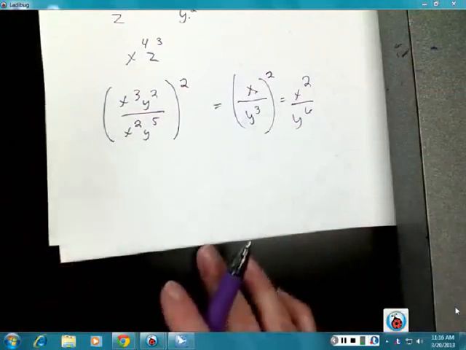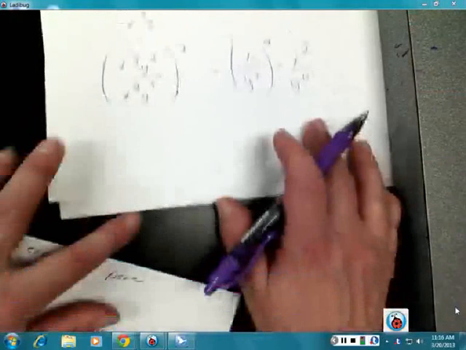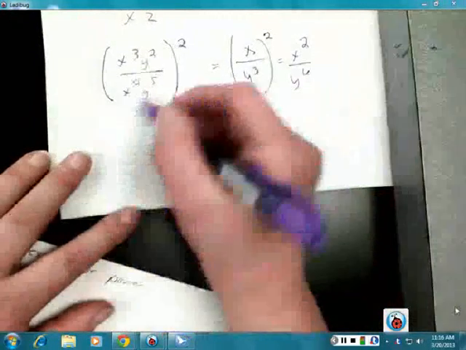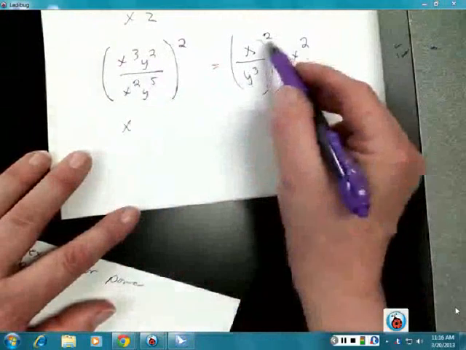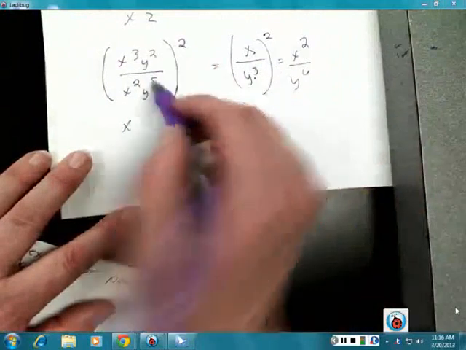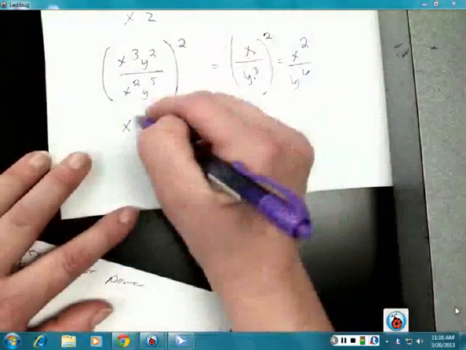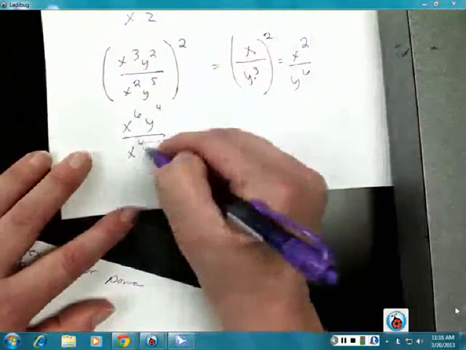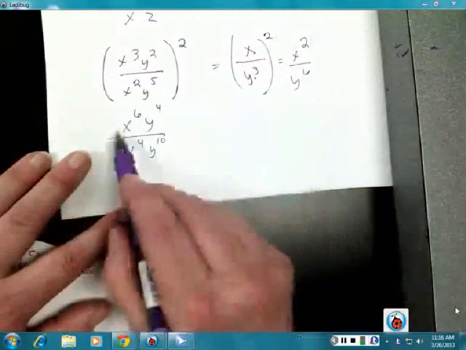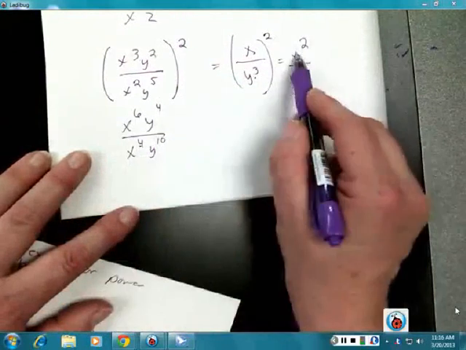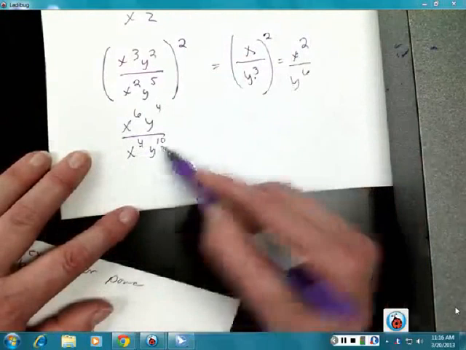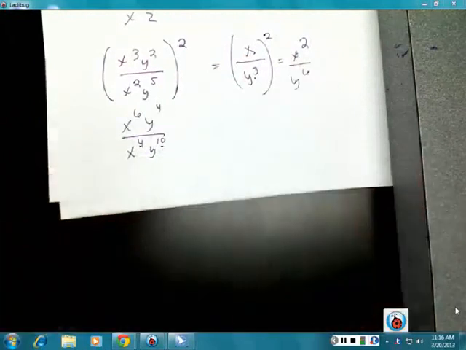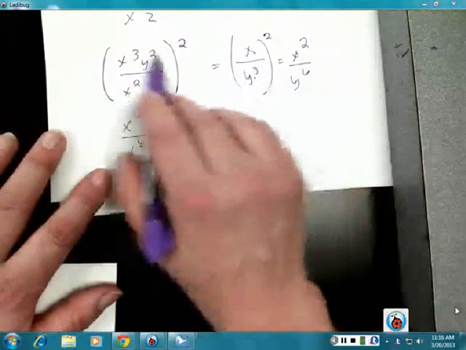Could you distribute before? Yeah, you could have distributed before and you get the exact same answer, but it makes a lot more work. Notice here I only have to distribute twice; the other way I have to distribute 4 times. If you distributed, you get x to the 6th, y to the 4th, all over x to the 4th, y to the 10th. But x to the 6th and x to the 4th gives you x squared, and y to the 4th and y to the 10th gives you y to the 6th. So it still works, but it's a little easier if you get rid of stuff in there first.